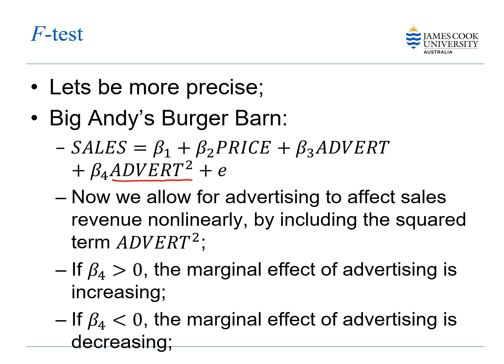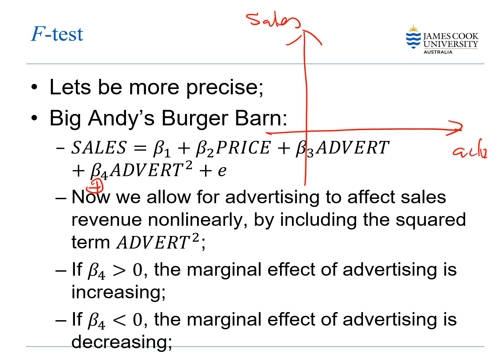So if beta 4 is positive, then holding price constant, we can draw the graph of sales against advertising expenditure, something like this. If positive, then we have a parabolic shape of the curve, the graph. So in this case, if beta 4 is positive, the implication is that we should advertise as much as possible, up to infinity.